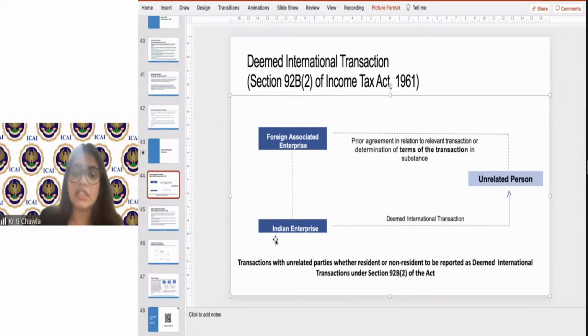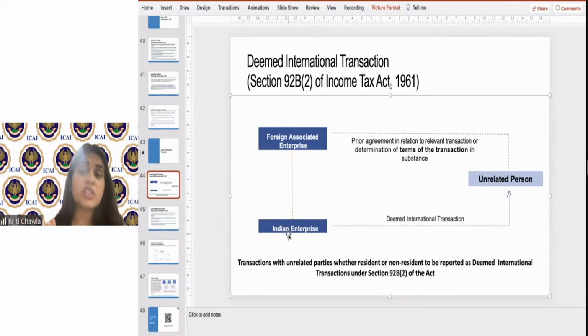So what we have is this Indian company right here. And this Indian company has an associated enterprise in some foreign jurisdiction, let's say the UK. Now, if these two enterprises, the Indian and UK enterprise, transact with each other and have a transaction, obviously transfer pricing provisions will be applicable.